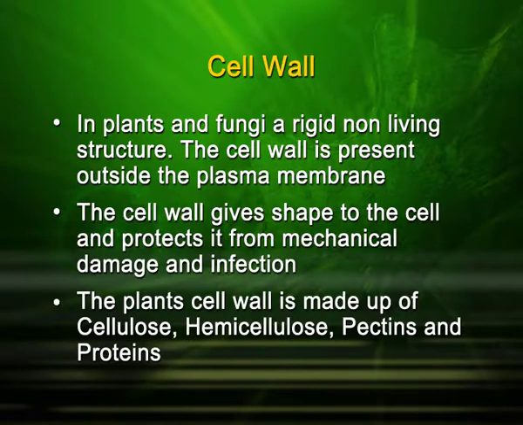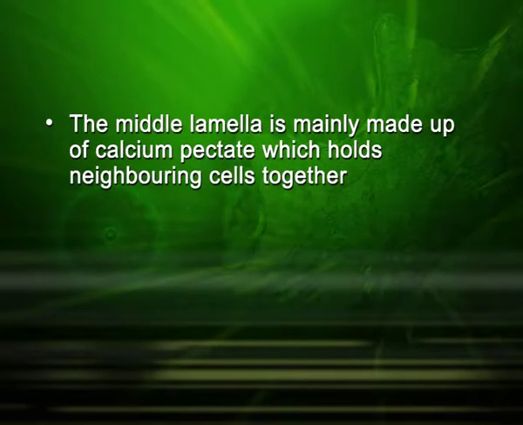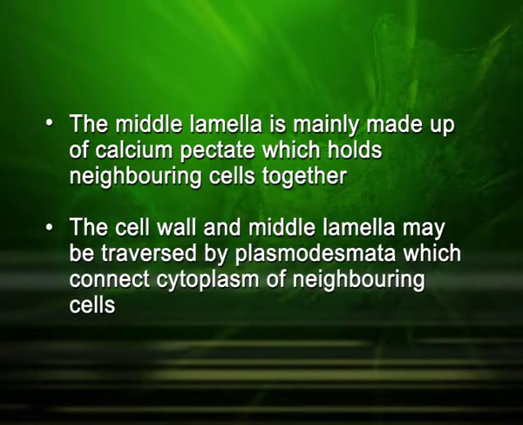The plant cell wall is made up of cellulose, hemicellulose, pectins and proteins. Plant cells also have a middle lamella in between cells, which is mainly made up of calcium pectate. The middle lamella holds the neighboring cells together. The cell wall and middle lamella may be traversed by plasmodesmata. Plasmodesmata connect the cytoplasm of neighboring cells.